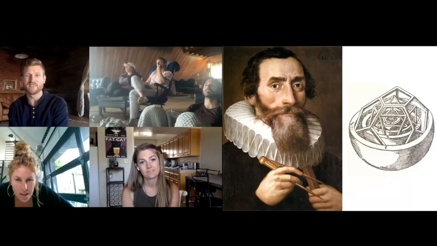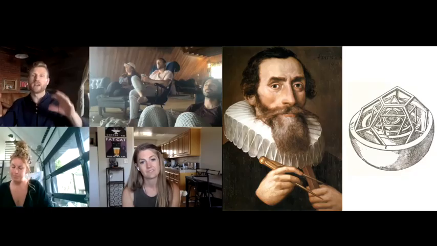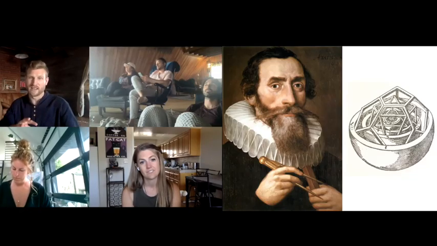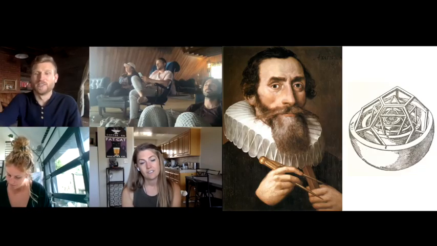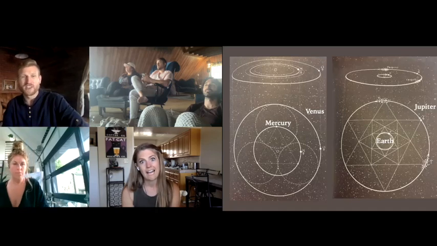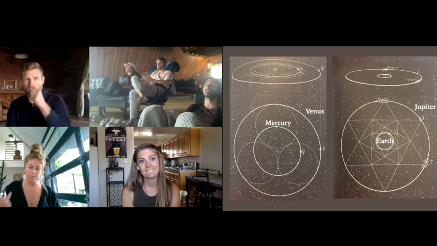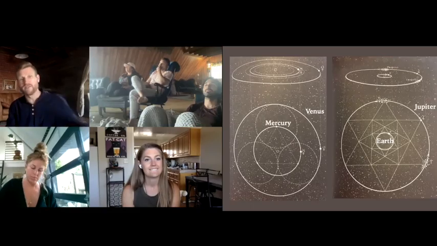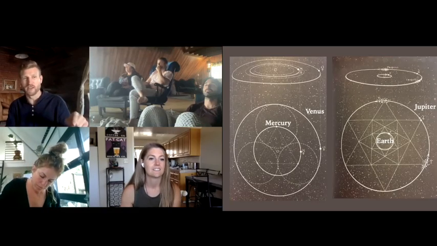This is a set of nested platonic solids, nested spheres with platonic solids inscribed inside them. And let's talk about what that means. So here, let's start on the left with Mercury and Venus. Outer circle is Venus, the orbit of Venus. Inner circle is the orbit of Mercury.